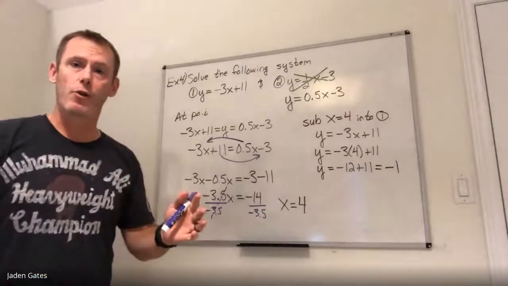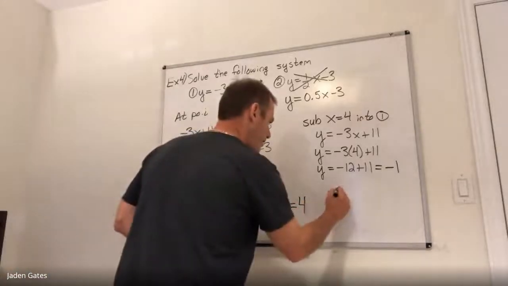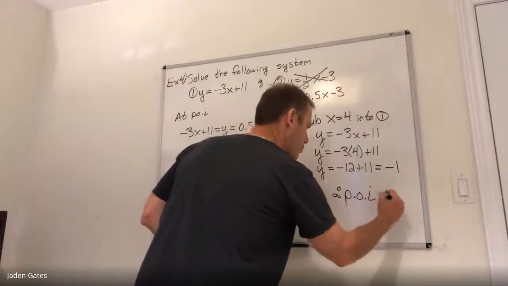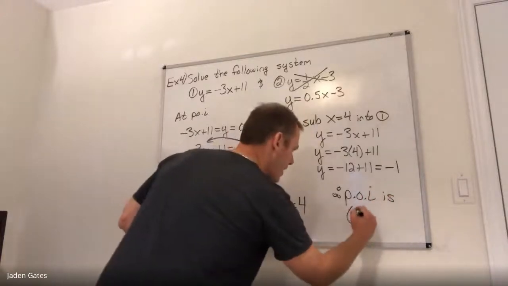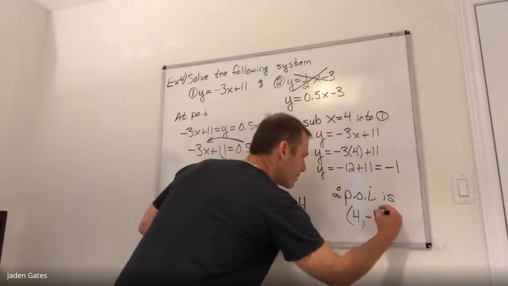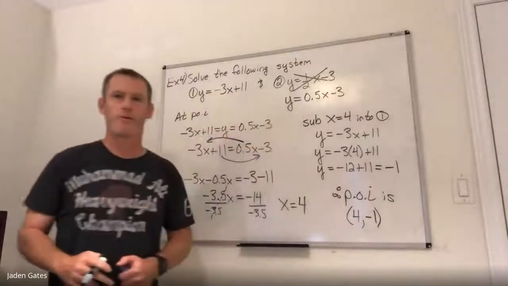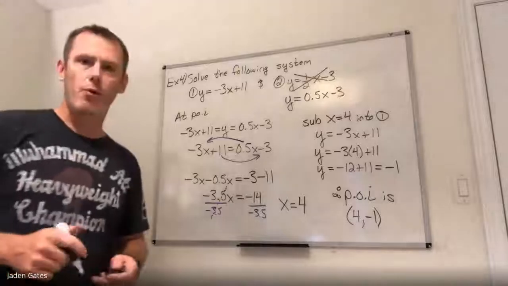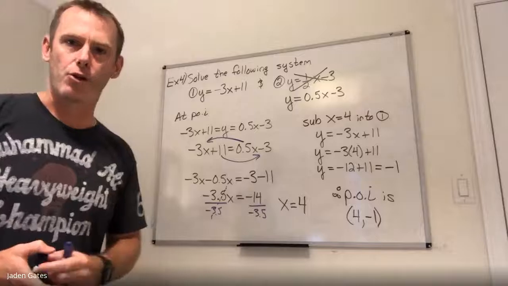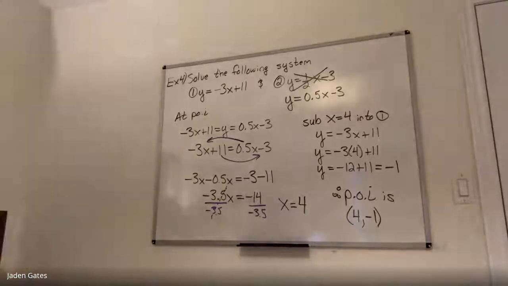The only thing I've got left to do is the old therefore statement. Make sure you do this. The point of intersection is my x-coordinate is 4 and my y-coordinate is negative 1. And that is how we find the point of intersection algebraically, which means using the equations. All right, are there any questions?